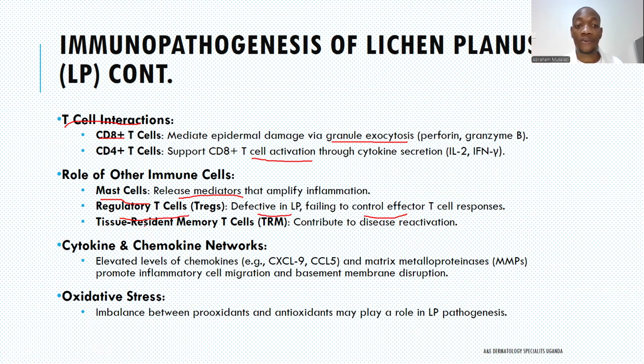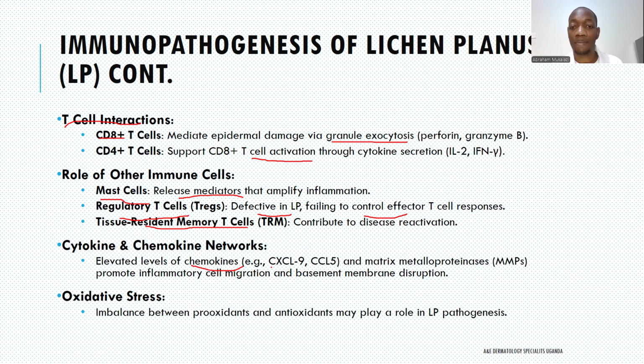Then we also have the tissue-resident memory T cells that usually contribute to disease reactivation. When you go to the cytokine and chemokine network, we see that in lichen planus you'll have elevated levels of particular chemokines, including CXCL9, CCL5, and also the matrix metalloproteases, the ones I mentioned earlier. These promote inflammation and cell migration that end up disrupting the basement membrane.